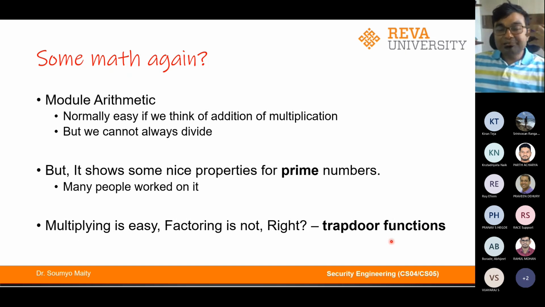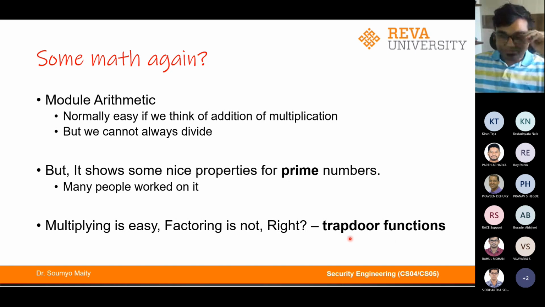That means multiplying one way, getting the output of that function, is easy, but the reverse is not impossible, but a very hard job. That is called a trapdoor function. If I know some information about that function, then it's very easy to find it. But if I do not know that information, it's very difficult. One of the trapdoor functions is multiplying. Multiplying is easy.